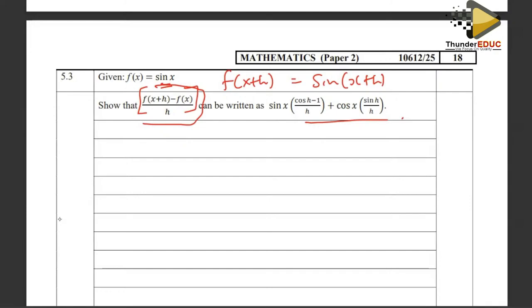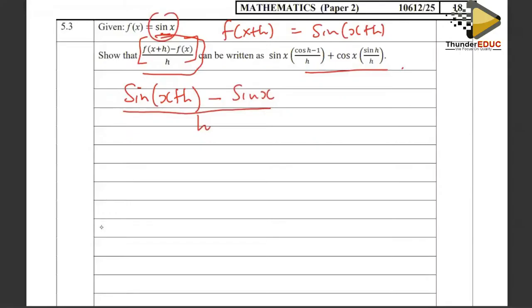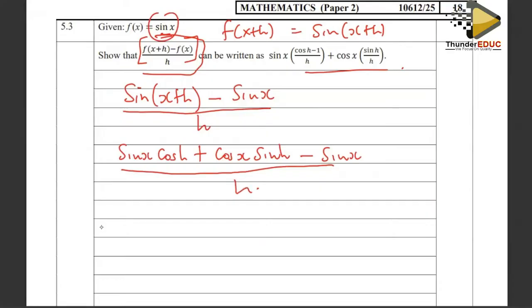Do we need the limits? No, we're not going to use limits here. So we know that our f of x plus h, we've already said, is the sine of x plus h. We are subtracting our f of x, which is the sine of x, and then we are dividing by h. So no limits whatsoever, né? Because it's not calculus. Then let's expand this using the compound angles of sine. So it's going to be the sine of x cos of h plus cos of x sine of h. We are subtracting the sine of x and then dividing it by h.